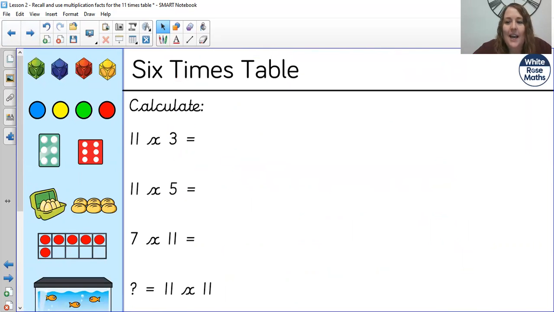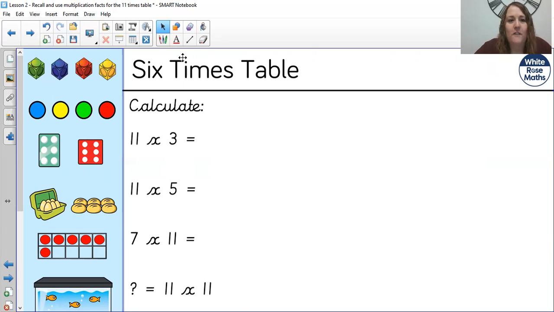Okay, can you please have a go at these questions in your books? You can use your knowledge from your Build It times table yesterday if you want to, or have a go and see if you can get them done. Pause it now and I'll do the answers when you get back.